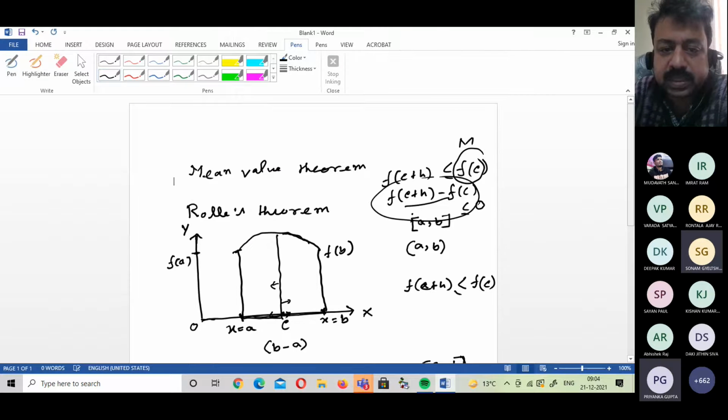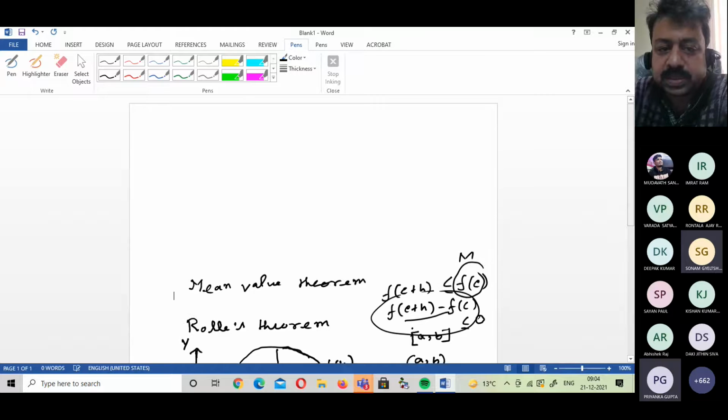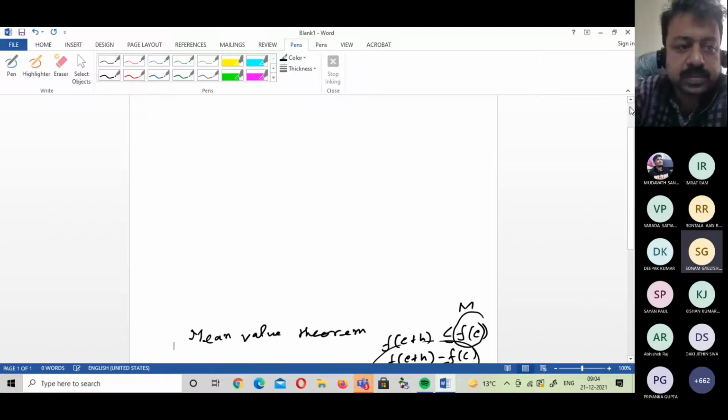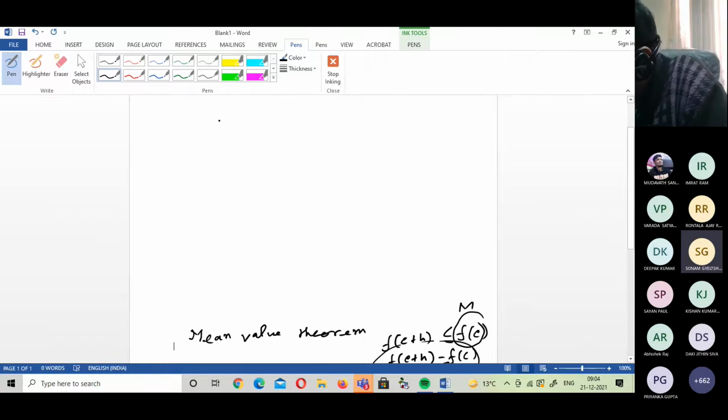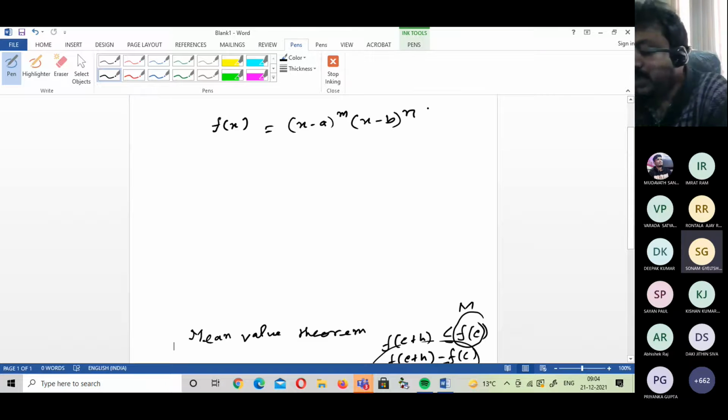Next portion that I want to discuss: suppose f of x is given to you, f of x equals x minus a to the power m, times x minus b to the power n. Then in the interval a less than or equal to x less than or equal to b, you just prove that there is a point c which divides the interval in the ratio m is to n. That we have to prove.